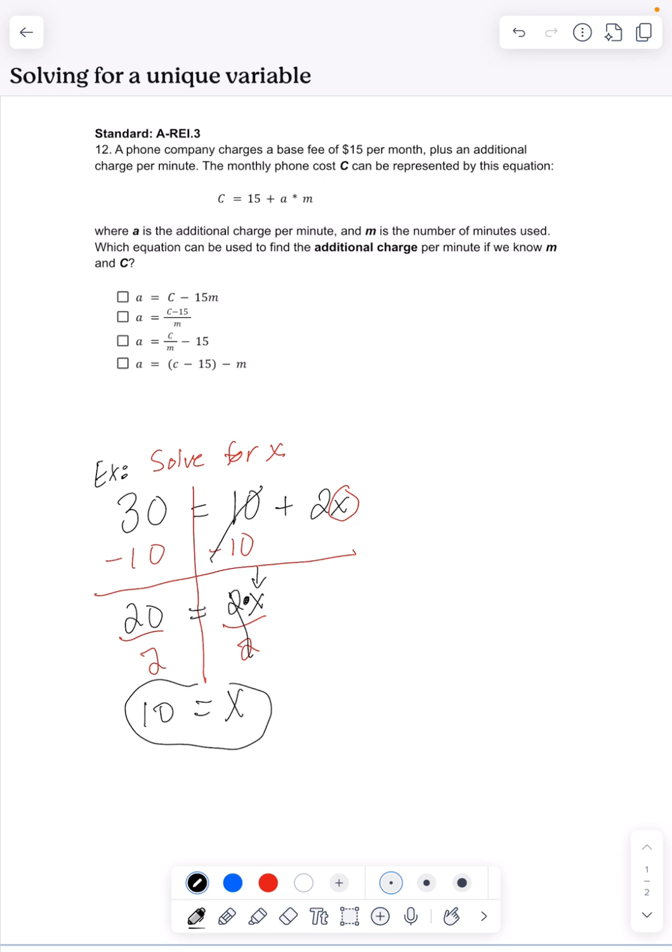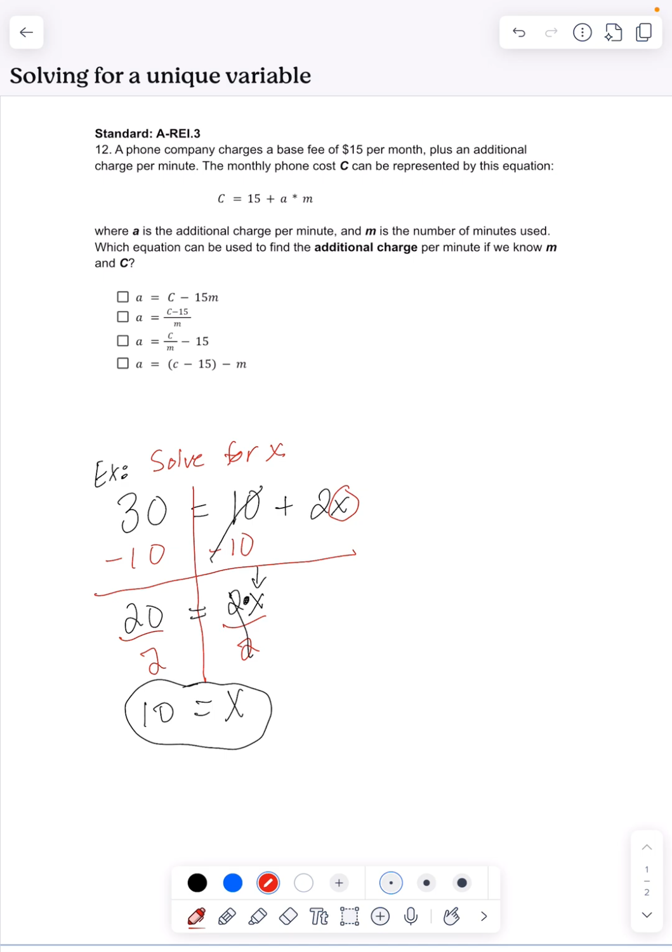So this is how we would be able to find the missing value, because we know the value for all of these terms. However, this problem here is actually a word problem, but let's take a read and start seeing what they're asking us, and then we'll break it down from there.